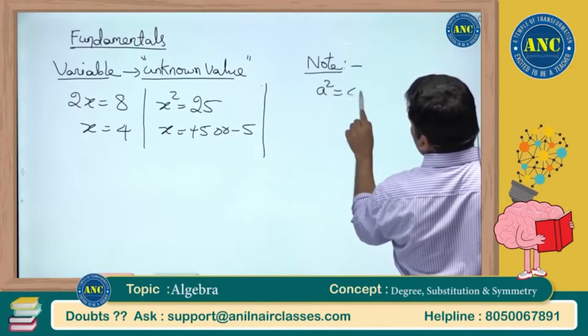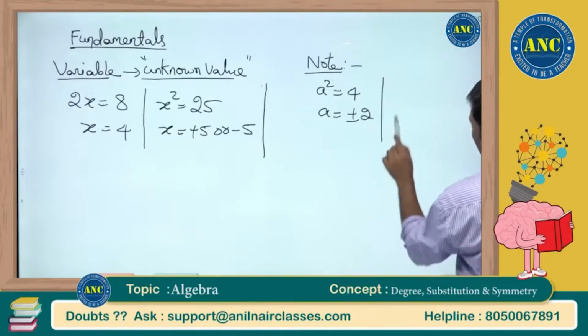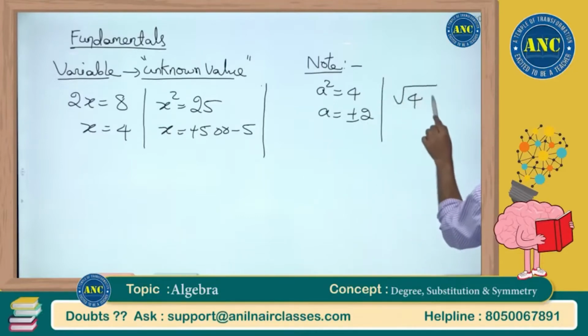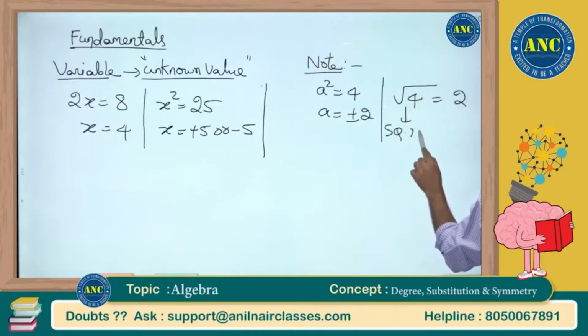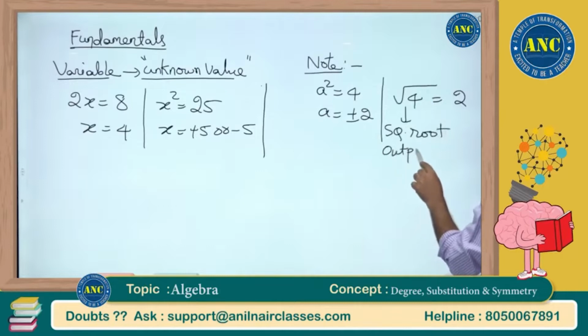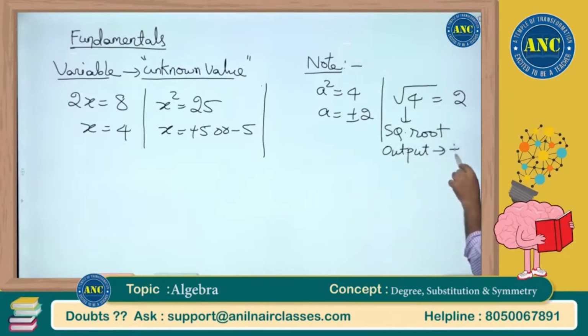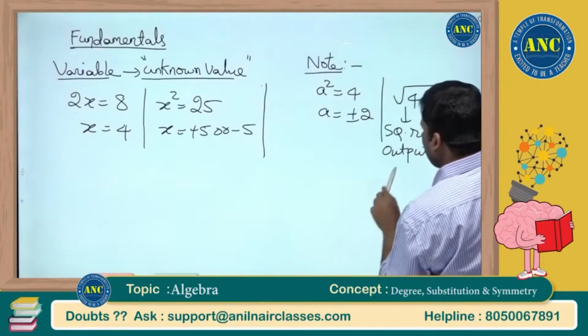A square is equivalent to 4. That means A will give you plus or minus 2. But square root of 4 is equivalent to 2. Square root output will always be a positive value.